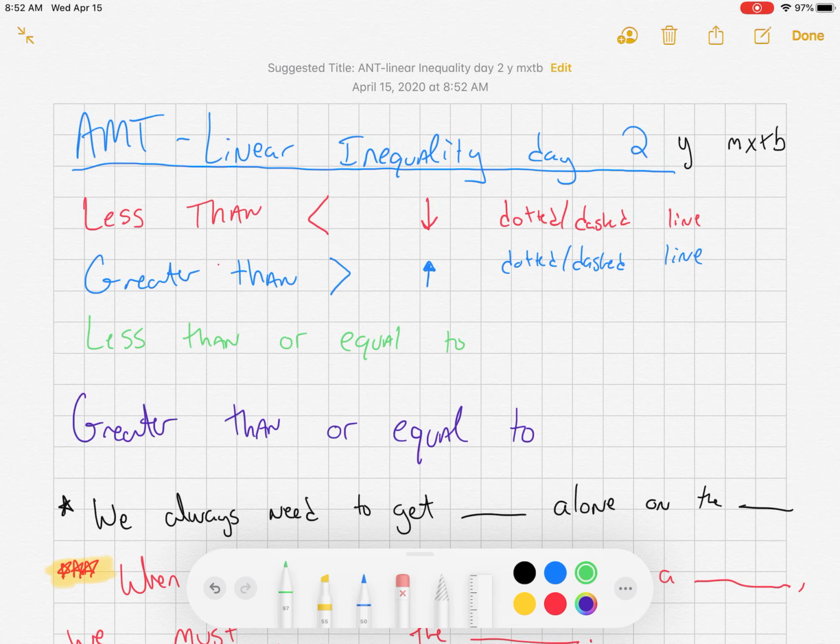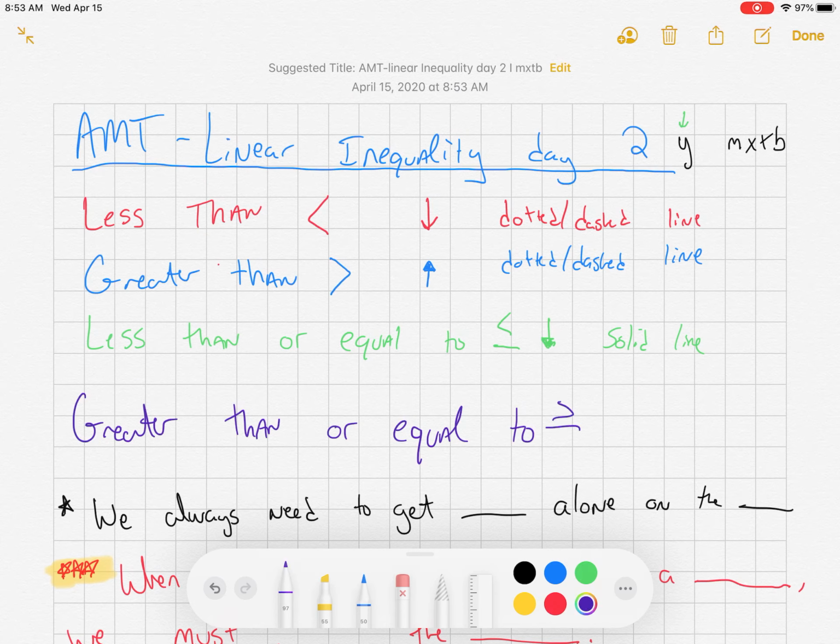Okay, a less than or equal to sign. A less than or equal to sign is just like a less than sign, but with a line underneath. And again, a less than sign or less than or equal to, you're going to shade below the line as long as the y is isolated on the left-hand side. The only difference between a less than and a less than or equal to is we use a solid line to graph. A few of you forgot to solid or dash your lines in your homework you submitted.